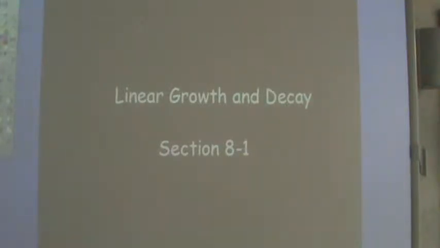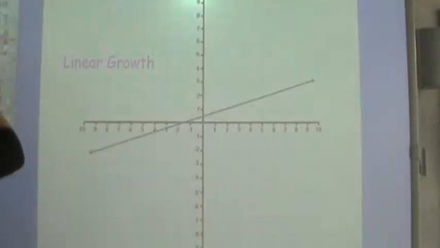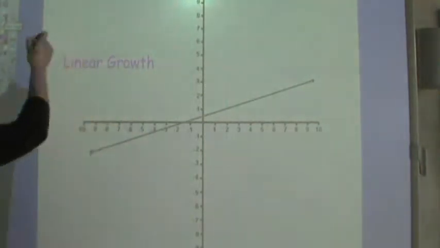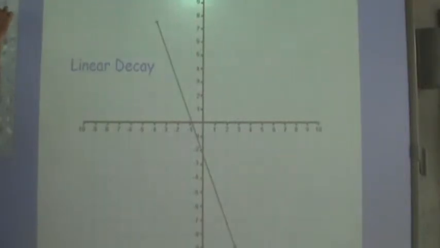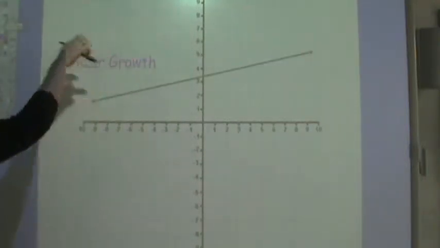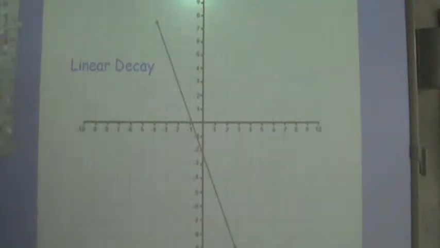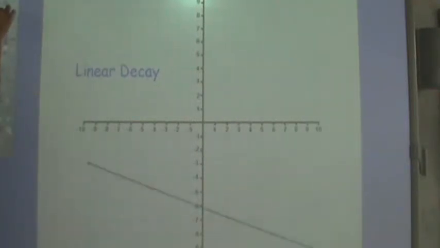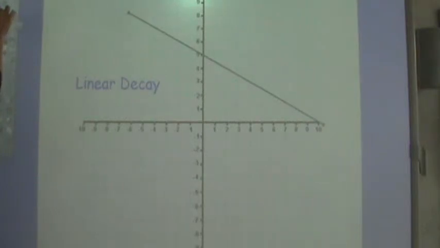Okay, we're looking at linear growth and decay. So linear growth is basically a line that looks like that, or that, or that. Okay, so what do we notice about all three of them? They all have a positive slope. They could have different steepness, but they're all increasing from left to right. Whereas linear decay is going to look like that, down, or down, or down.